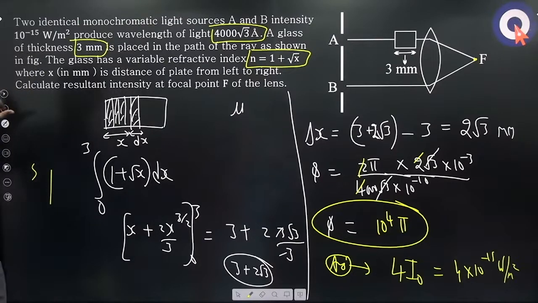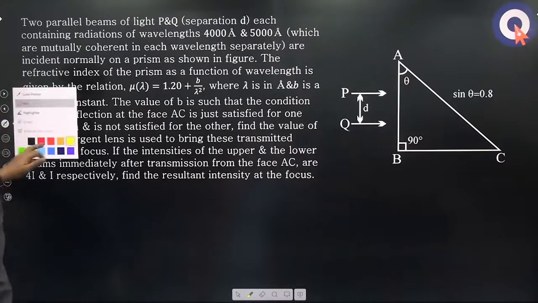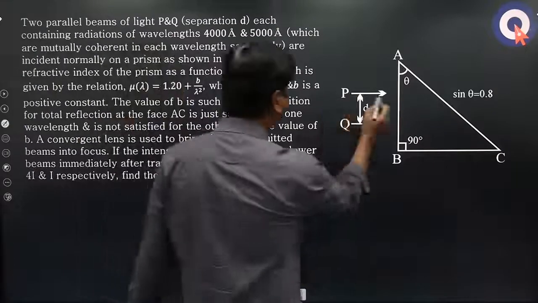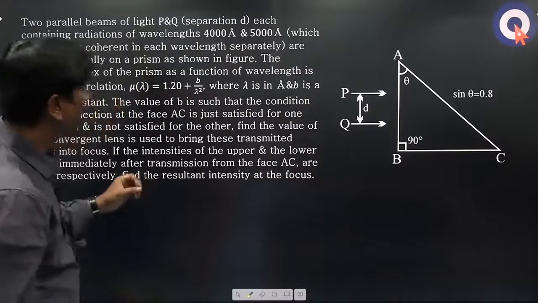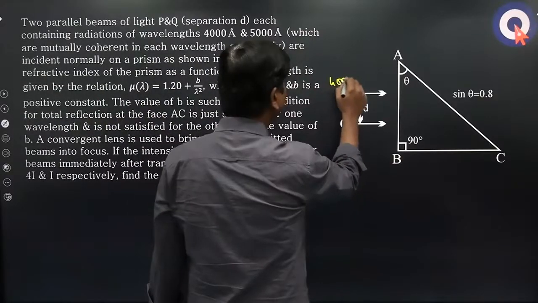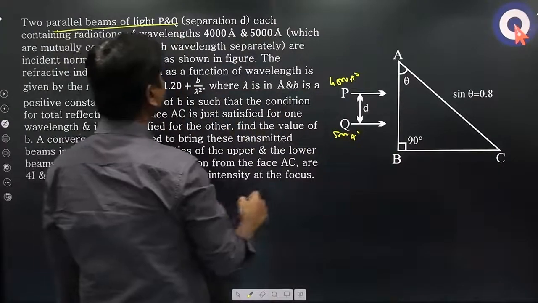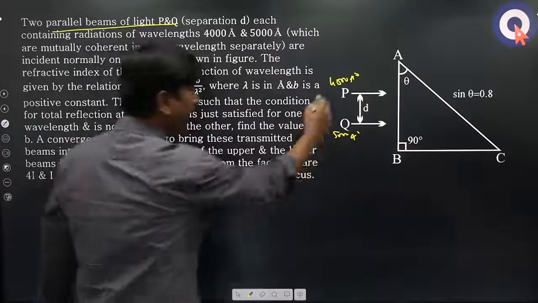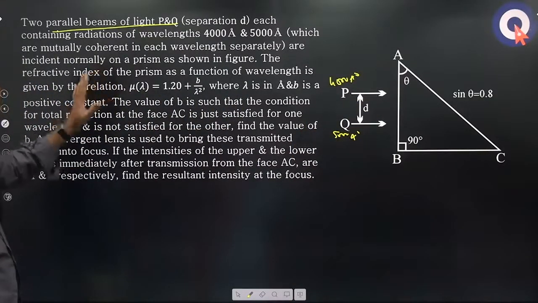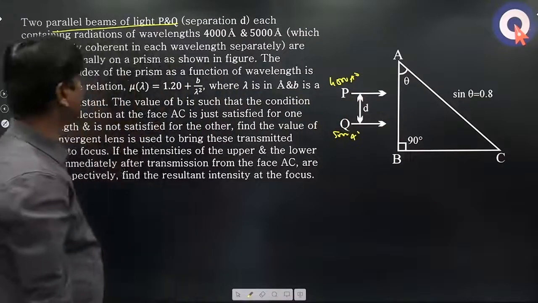Next, we'll take the next question. The next question: two parallel beams of light P and Q, separation between them is D, each containing radiations of wavelength 4000 and 5000. This is having 4000 angstroms. This is having 5000 angstroms. Two parallel beams. Okay, separate parallel beams. This is separate and this is separate, right? Which are mutually coherent in each wavelength respectively. So this is also coherent, this is also coherent in each wavelength respectively.